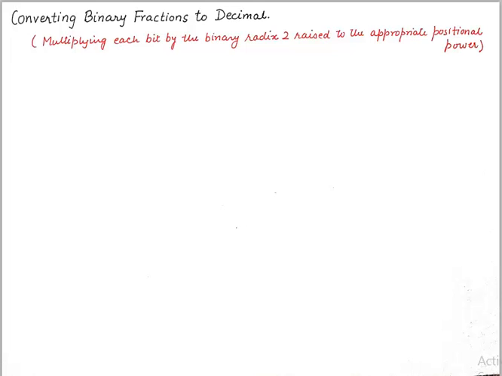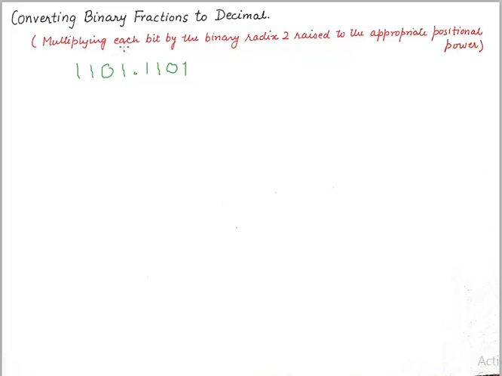We'll discuss the conversion of binary fractions to decimal number. We know that converting a binary number into decimal is pretty easy. That has already been discussed in the number systems tutorial. But what if you have a binary number with a fraction? For example, you have a number something like this: 1101.1101.